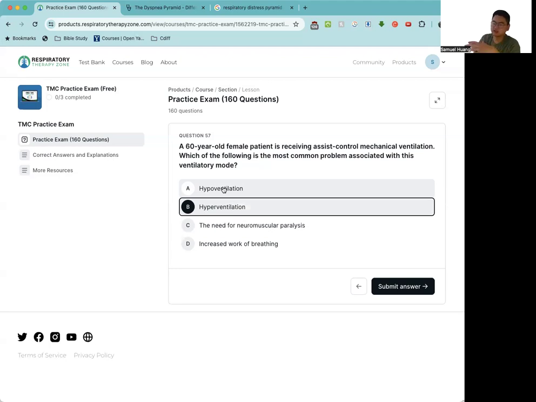So the instant they develop any tachypnea from pain, anxiety, or acute distress, they're getting full tidal volumes. Their CO2 is gonna fall like crazy. They're gonna go alkalotic.